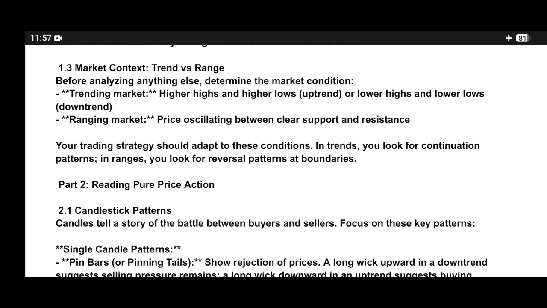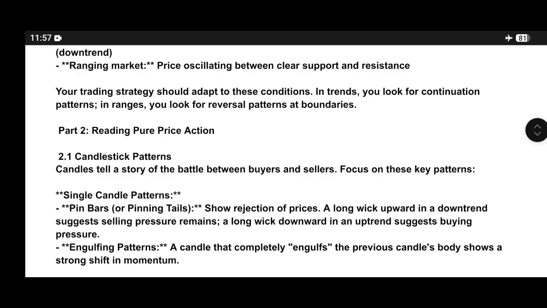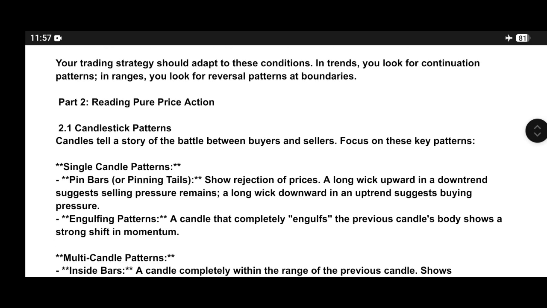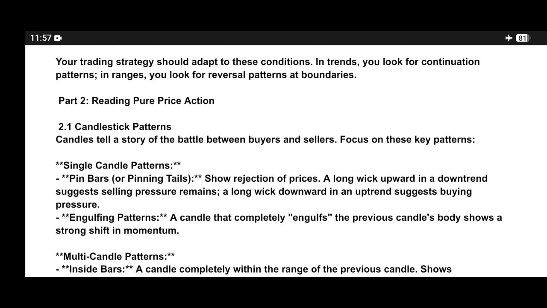Now let's go to part 2, which is reading pure price action. You need to know how to read pure price action if you want to be a successful trader. Number 1, candlestick patterns. It is very important because you can't be a successful price action trader without knowing how to read candlestick patterns. Candles tell a story of the battle between buyers and sellers. Focus on these key patterns.